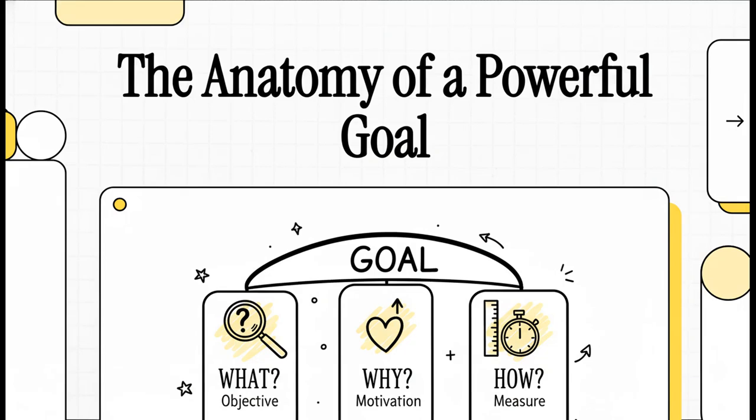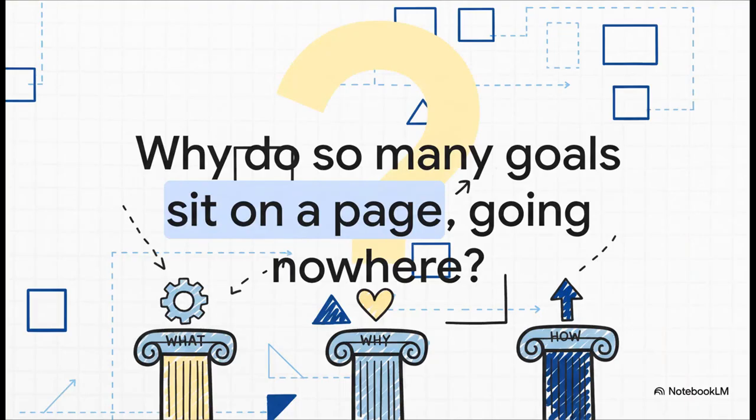Today, we are going to get into the architecture of a really powerful goal. We're going to figure out what separates the goals that actually launch us forward from the ones that just sit there on a page collecting dust. We've all been there, right? You write down these big, ambitious, inspiring goals. They sound incredible in a meeting, but then nothing happens. They never actually turn into action.